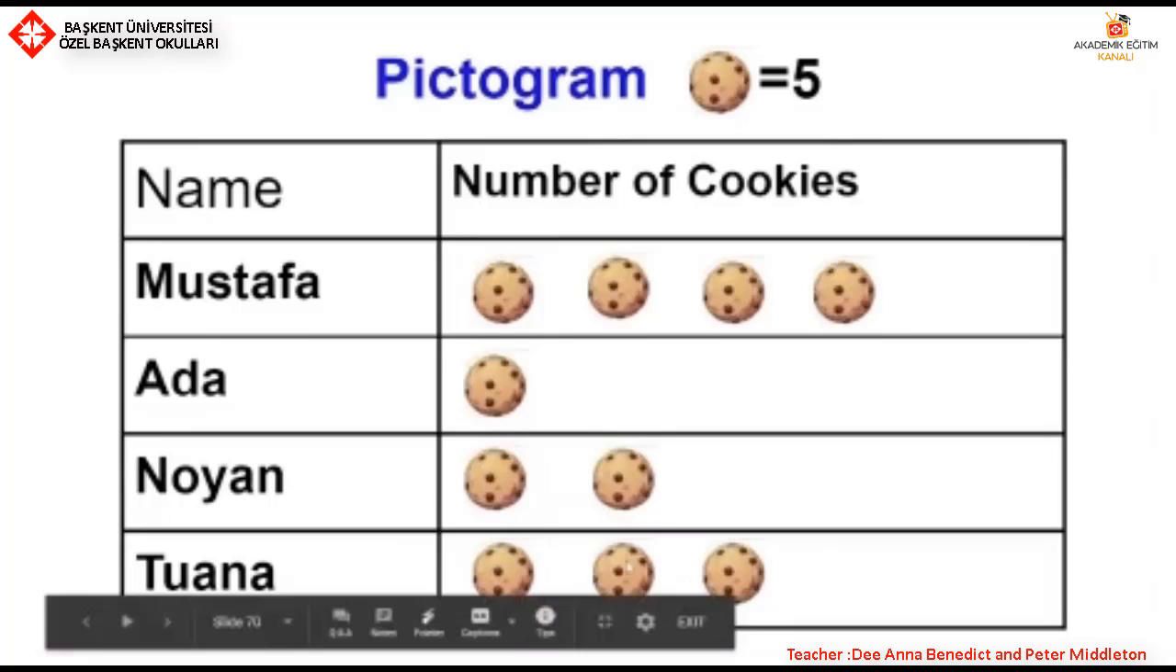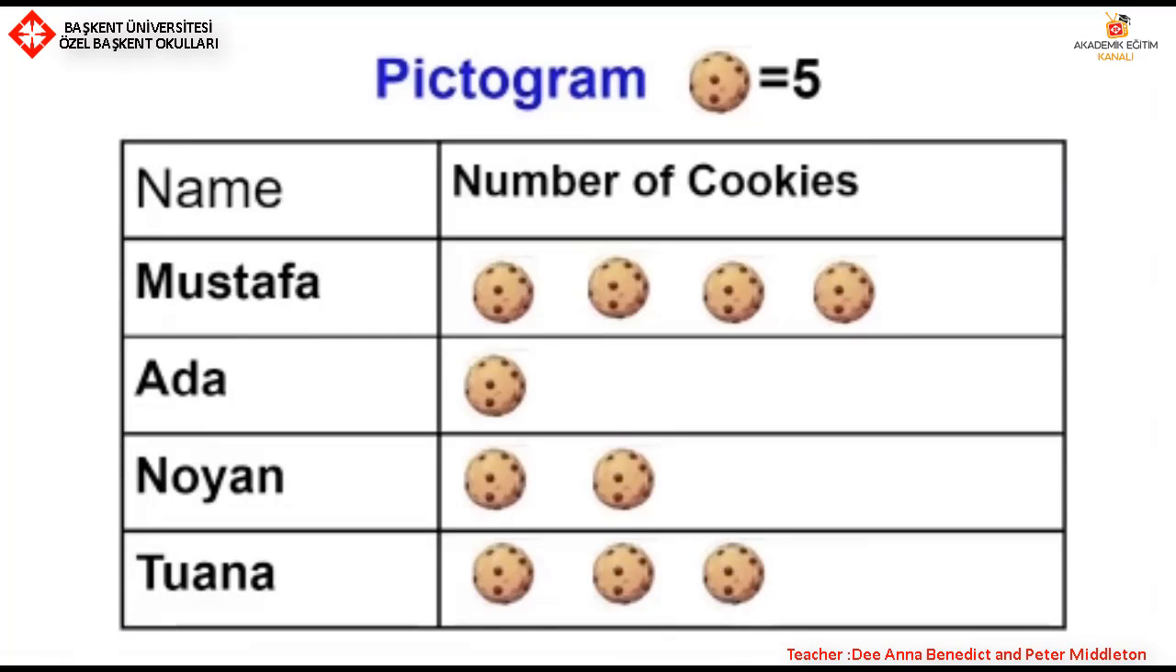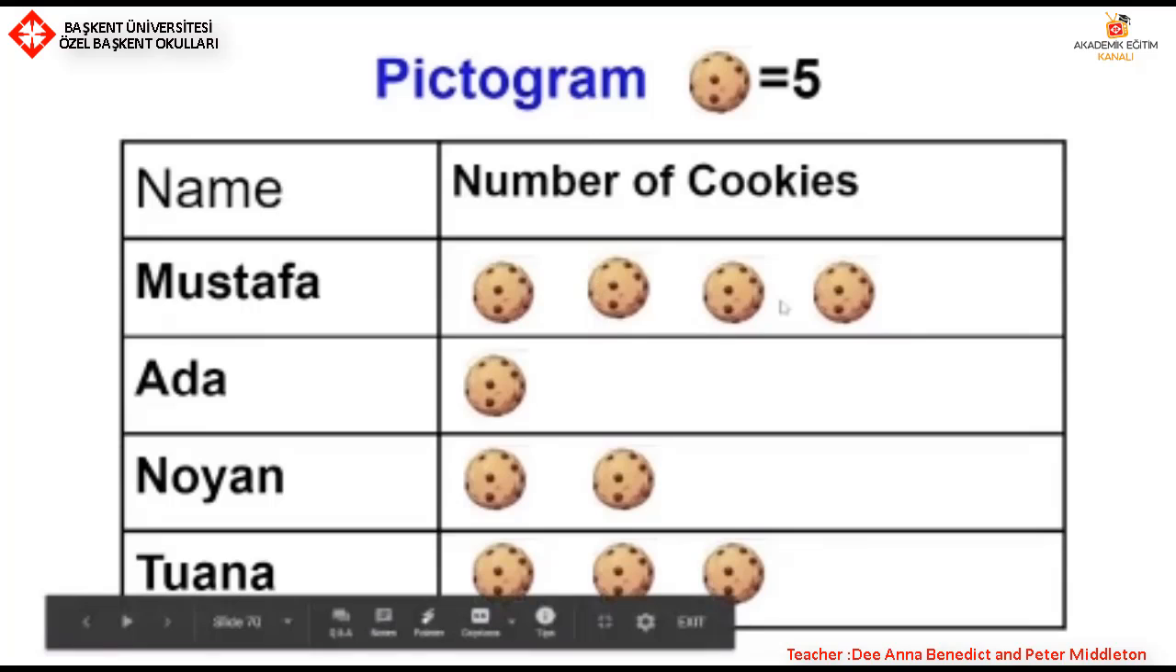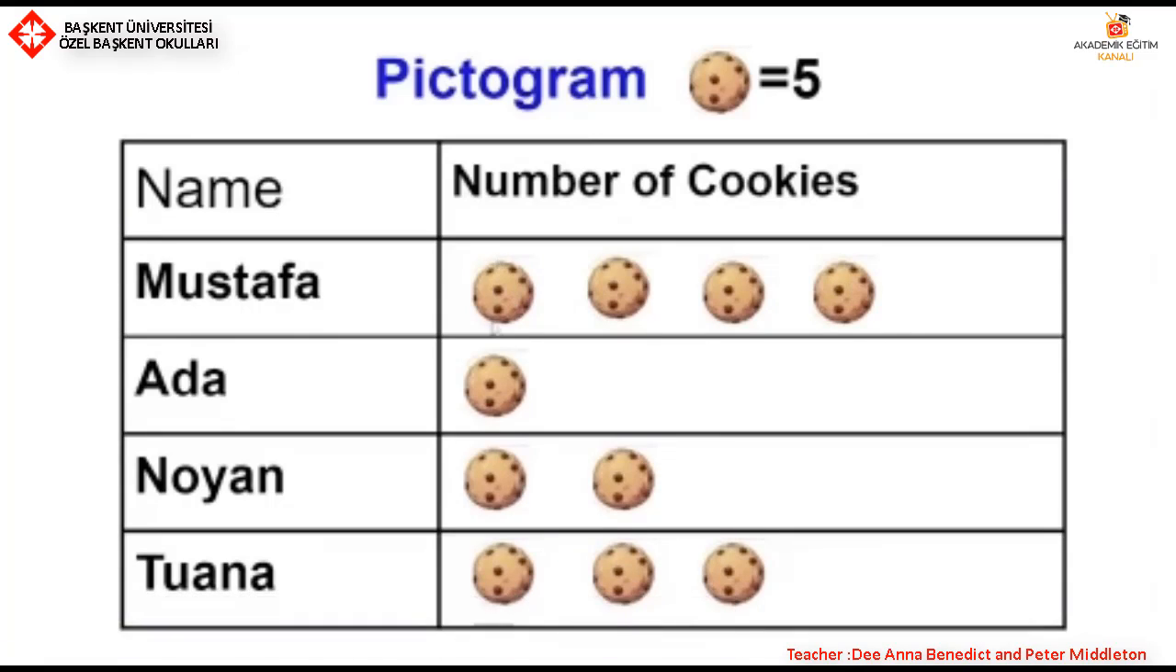5, 10, 15. So a pictogram, we can look and see how many by counting the pictures. And each picture, like this picture of this cookie, equals a number.